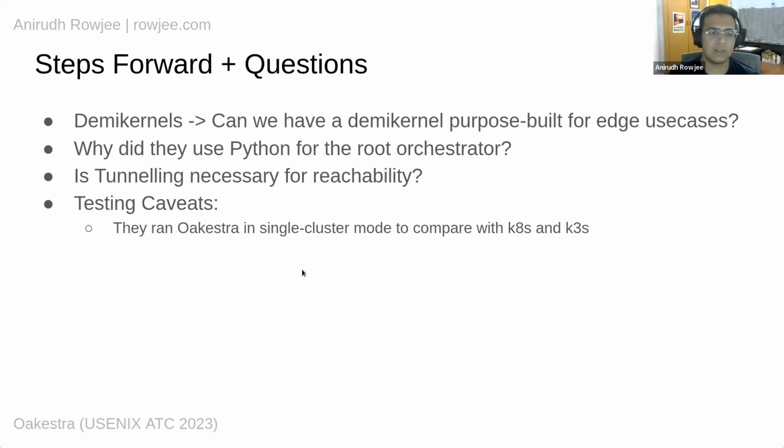Another question I have is, why exactly did they use Python for the root orchestrator? Their networking components are written in Go, and they mentioned that that's because they want a low footprint. And I don't quite get why they use Python for the root orchestrator, but hey, that's probably just me. So yeah. Is tunneling necessary for reachability? I'm, again, not too personally sure about that.